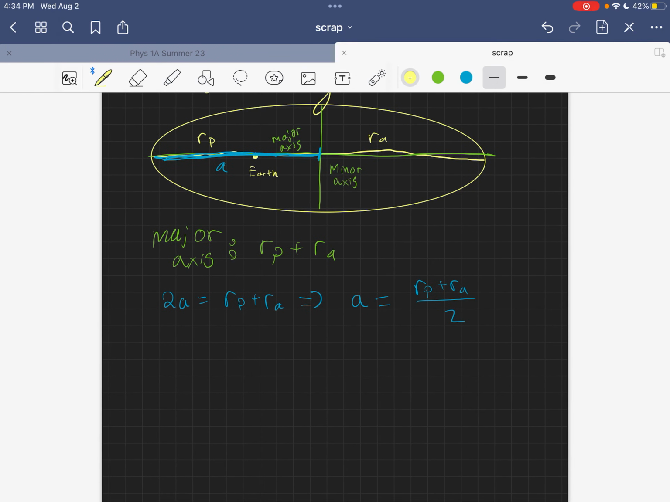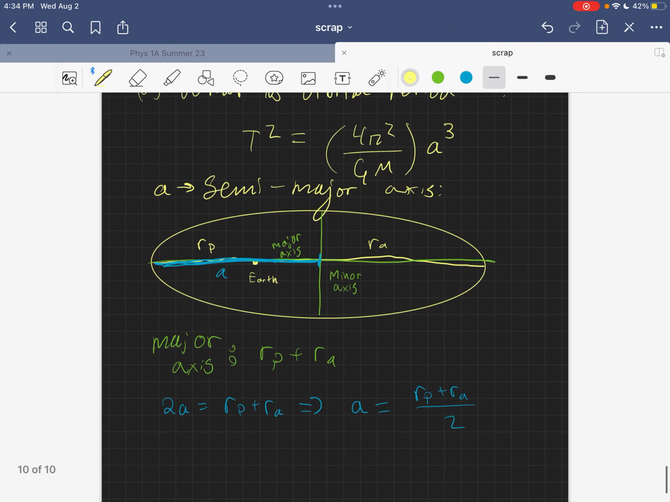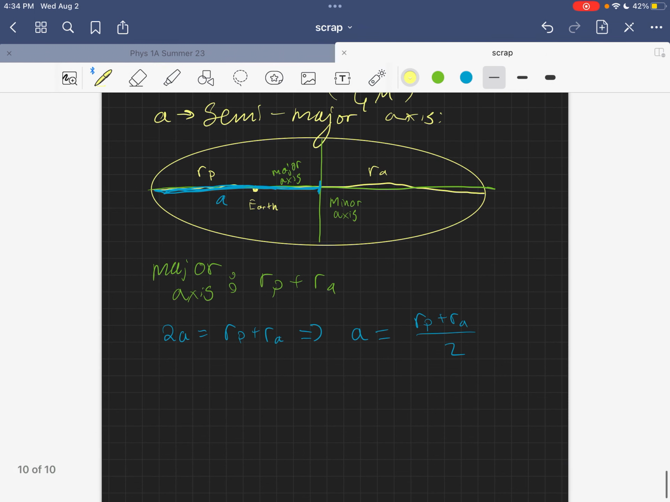All right. You can notice this RP and RA are different from the variables I put up here for the heights of the orbit. If you're given an orbit, usually it's with respect to the surface, okay? But the semi-major axis is with respect to an arbitrary point at the center of an ellipse. So you need to account for the radius of the Earth too, all right? So RP is going to be HP plus the radius of the Earth. And then RA would be HA plus the radius of the Earth. Because you have to account for that. All right?